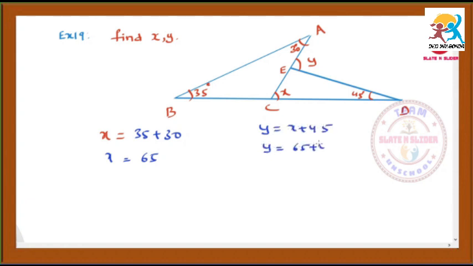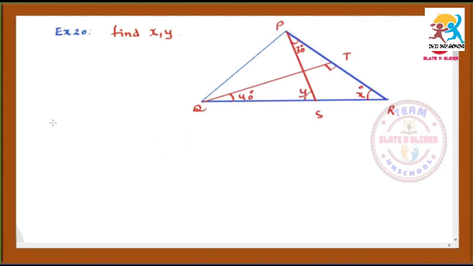Observe this example 20. See this figure. In this figure we have to find out x and y. First you should observe the triangle QTR. In triangle QTR, see this QTR is a right angle triangle because one angle is 90 degrees here, so that the sum of the two angles other than right angle is 90 degrees. So we can write 40 plus x is equal to 90. So x is equal to 90 minus 40, so x is equal to 50.